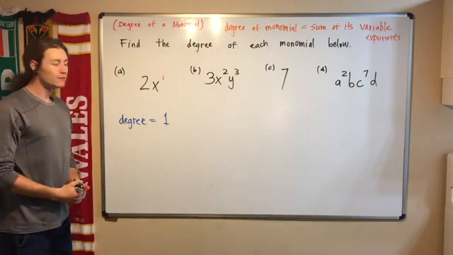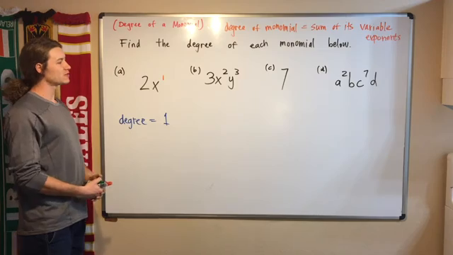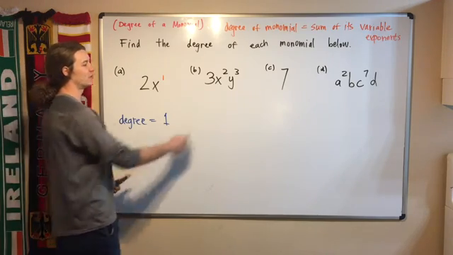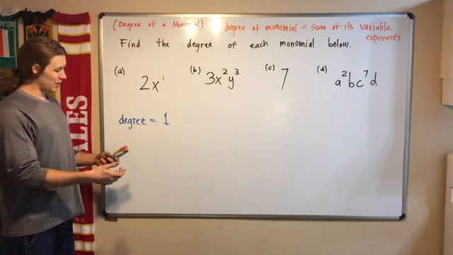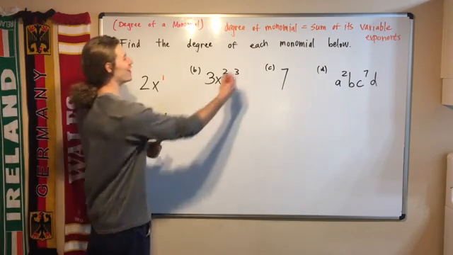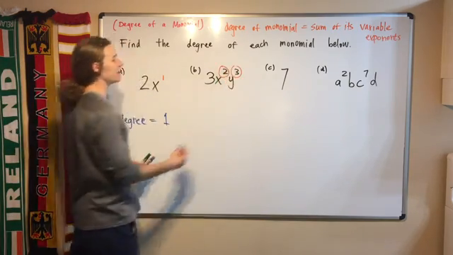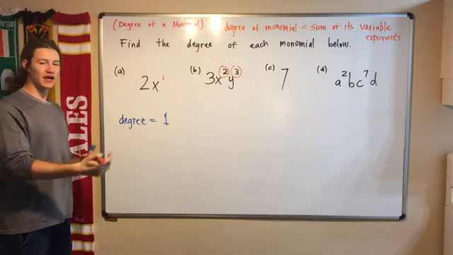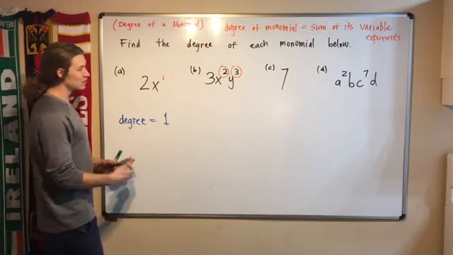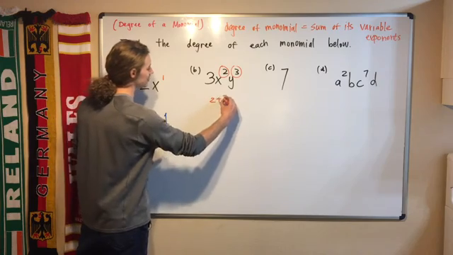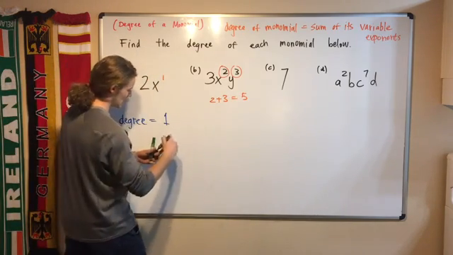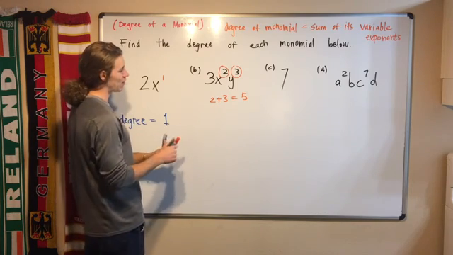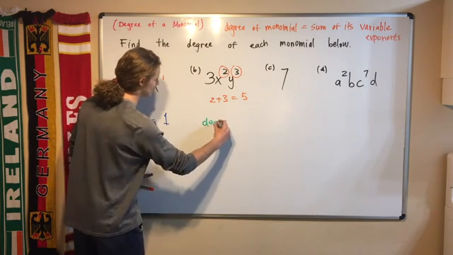Let's go to B. We have another monomial, and this monomial is made up of 3x squared and y cubed. This one will be a little bit harder than the first one because we now have two variables. So we have two variable exponents which we need to add. By adding 2 plus 3, that equals 5, and consequently the degree of this monomial, 3x squared y cubed, is 5.